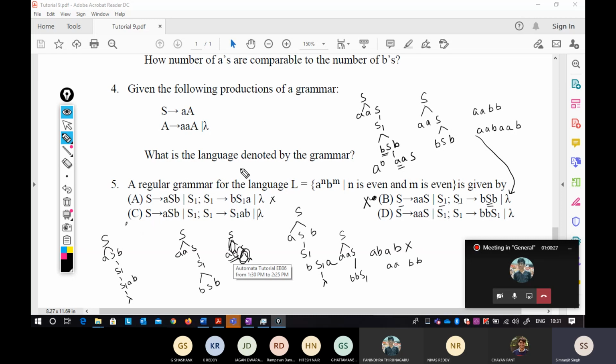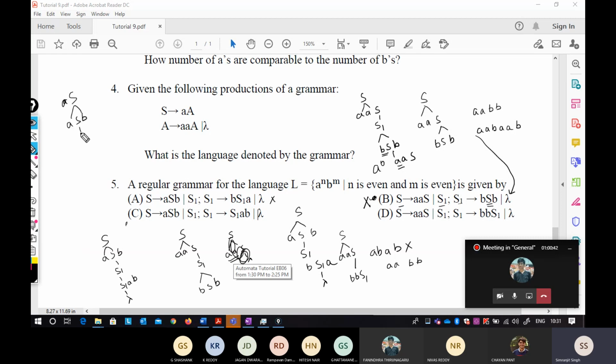Now this C, can you give me any other string for C? C is like ASB, and I think that is also doing the same thing. No, it is not doing the same thing. So it is ASB for S1. It will go to only S1 AB. It seems correct. So what is the problem here? Double AB, two A's and two B's. So it is always balanced also. The number of A's is equal to the number of B's, so I do not want that.